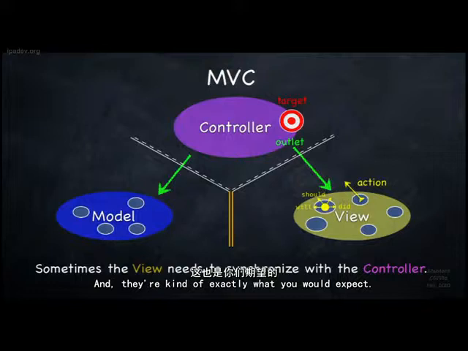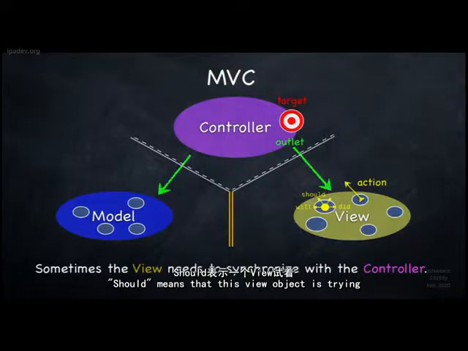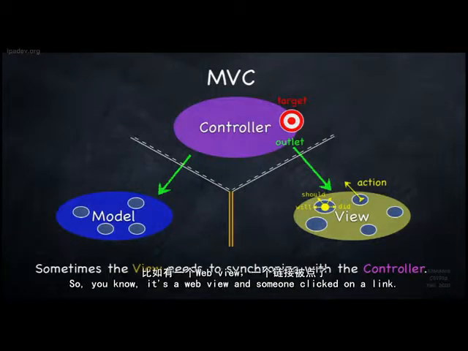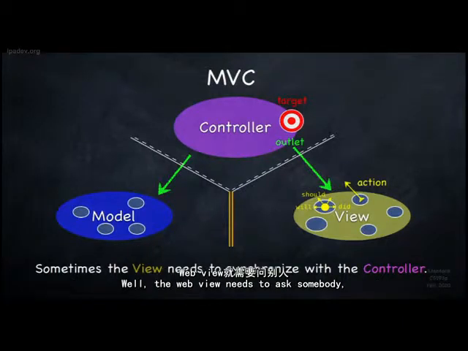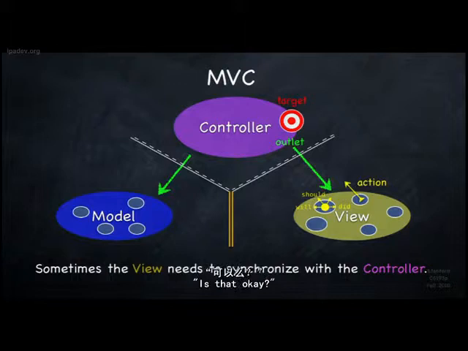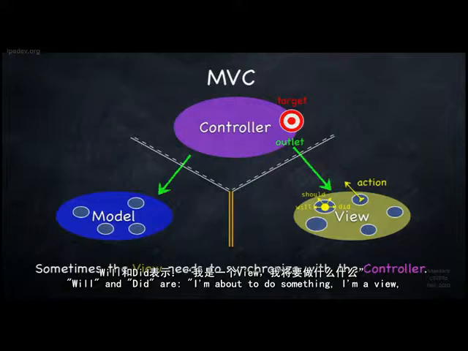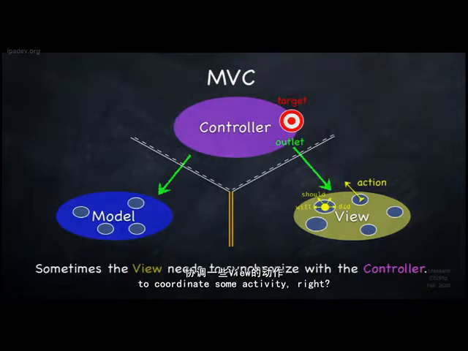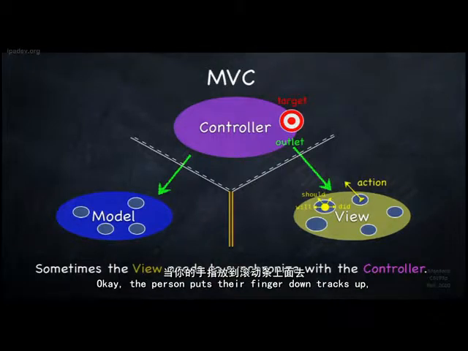And they're kind of exactly what you would expect. Should means that this view object is trying to ask somebody, should I do this? Okay? So, it's a web view and someone clicked on a link. Well, the web view needs to ask somebody, should I open this link? Is that okay? So that's a should kind of message. Will and did are, I'm a view, I'm about to do something, and I just did something. Because the controller might need to coordinate some activity, right? Like a scroll view, let's say, you're scrolling up and down. The person puts their finger down, tracks up, scrolls up somewhere, and lets go.